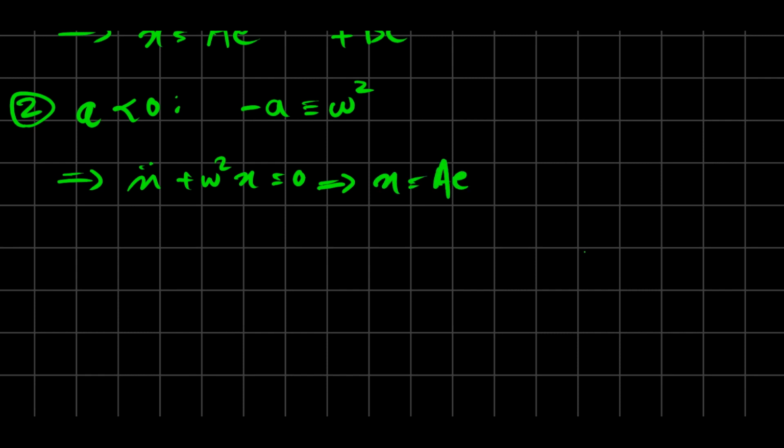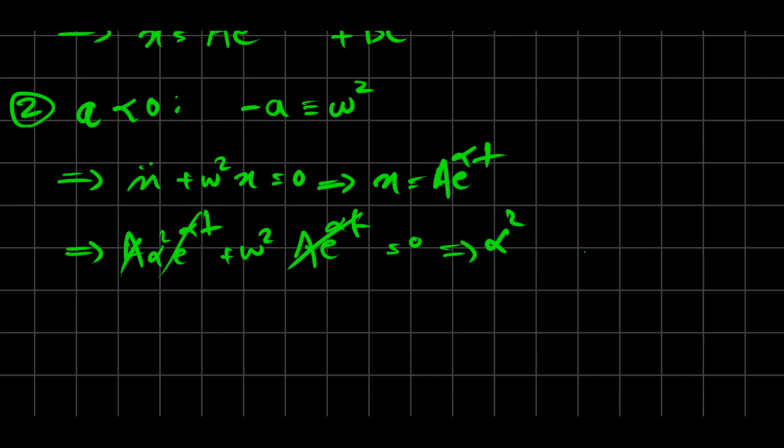By actually doing this, again, we put it in the equation: a alpha squared e to the power of alpha t plus omega squared a e to the power of alpha t equals 0. We cancel them, and we get this: alpha squared is minus omega squared. But what does it mean? It means that alpha is equal to plus or minus i, the square root of omega.